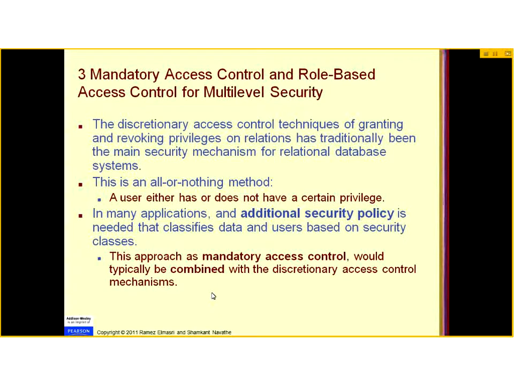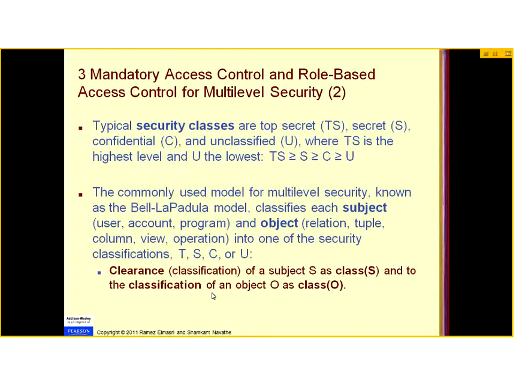The discretionary access control techniques for granting and revoking privileges on certain relations have been the main security mechanism. This is an all or nothing method. A user either has or does not have a certain privilege. In many applications, an additional security policy is needed that classifies data and users based on security, which is called mandatory access control. It will typically be combined with discretionary access control mechanisms. So what you do is that you make security classes.